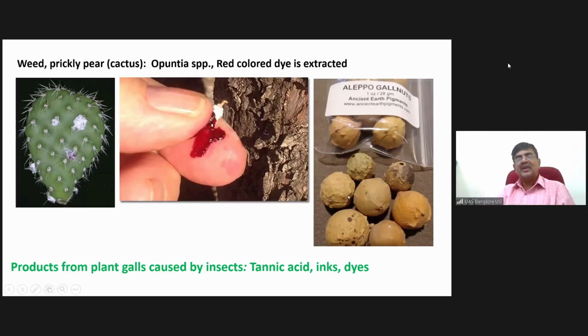And also, if you look at some of the plants, you may find plant galls. These are the galls that are found on the plants, and if you open them, you will find some insects inside. From these galls caused by insects, you can extract tannic acid, inks, and dyes. In olden days, this ink was used for writing in churches or monasteries.